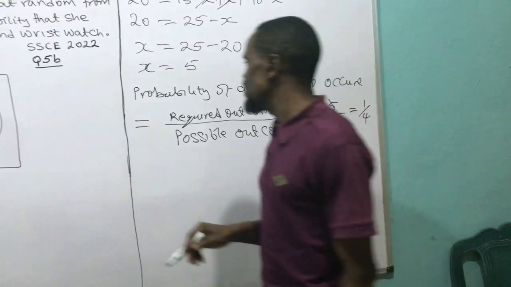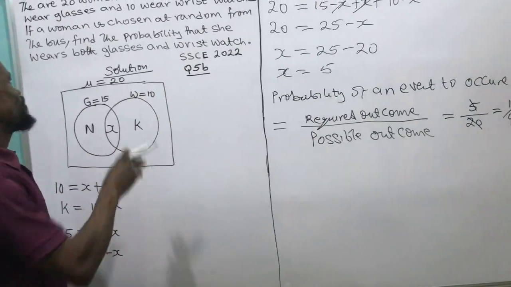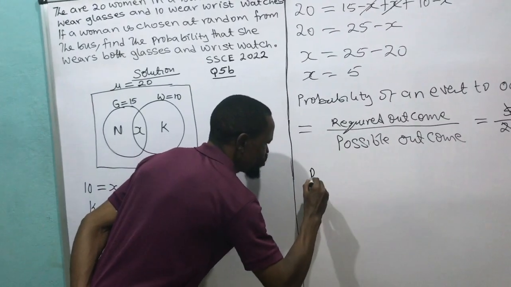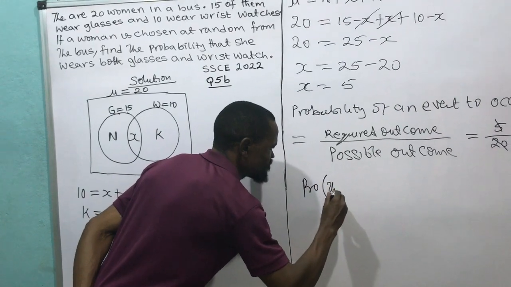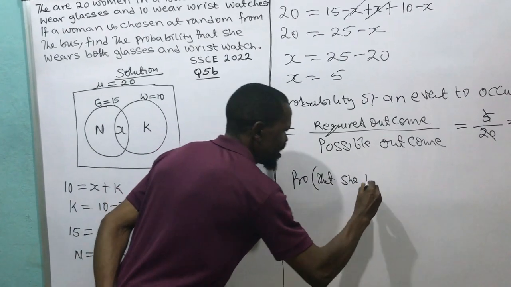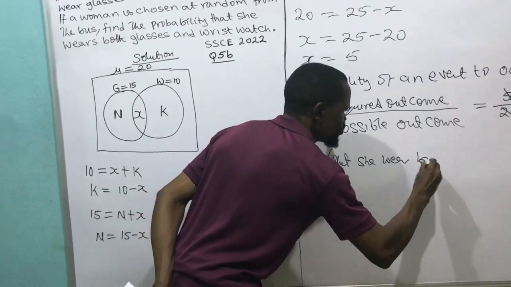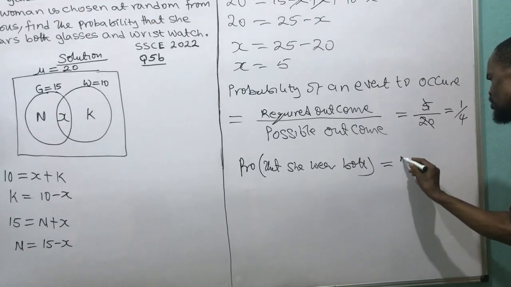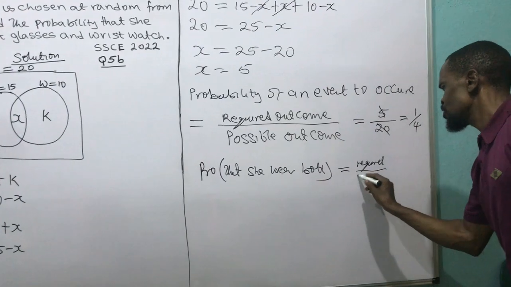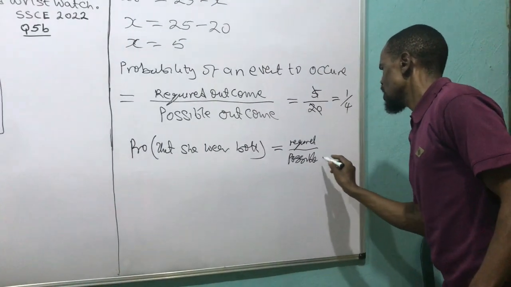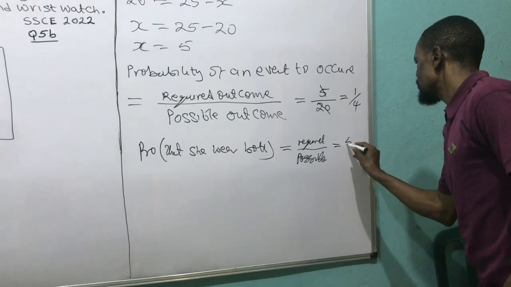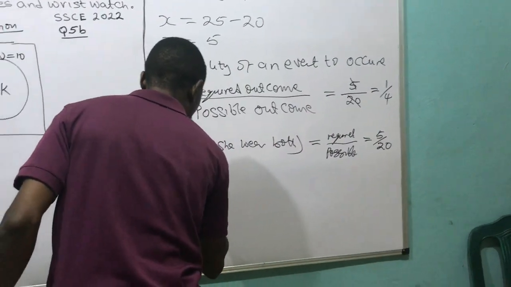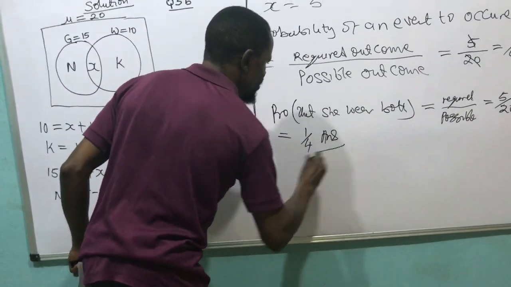So the probability that you wear both glasses and rings watch. We want to write it in short form. We'll write it as the probability that she wears both is equal to the required outcome over the possible outcome, which equals 5 over 20, which gives me 1 over 4. That's the answer to that question.